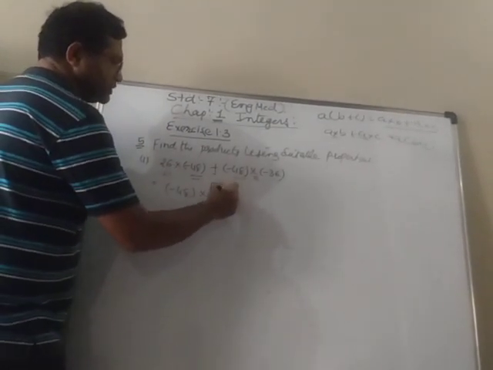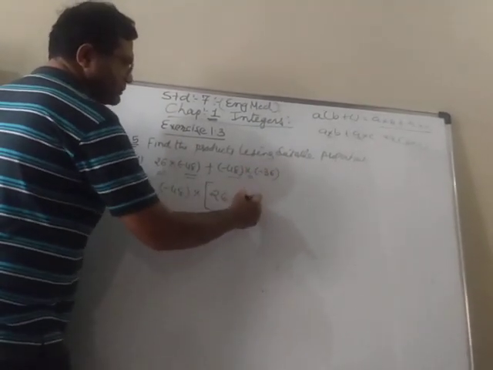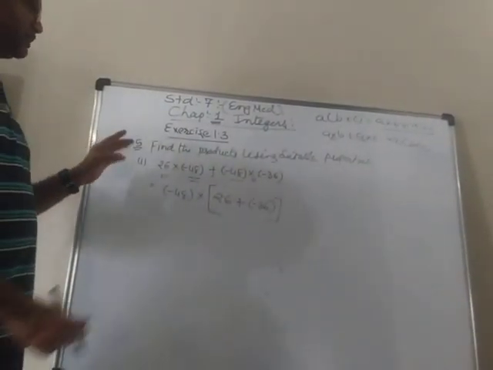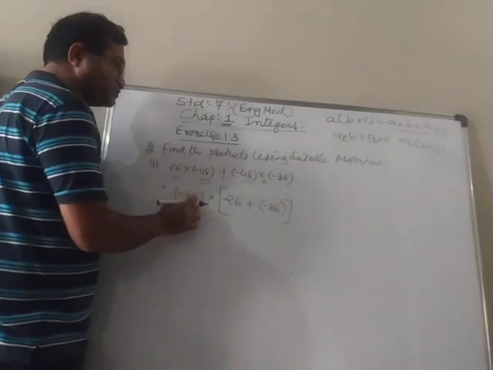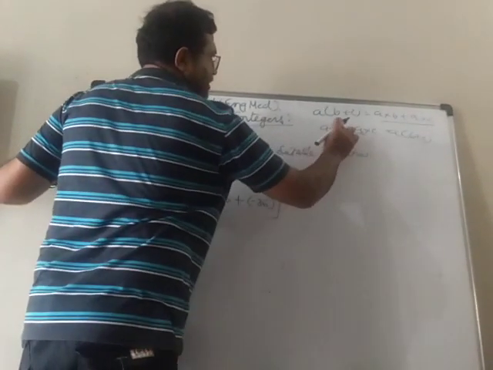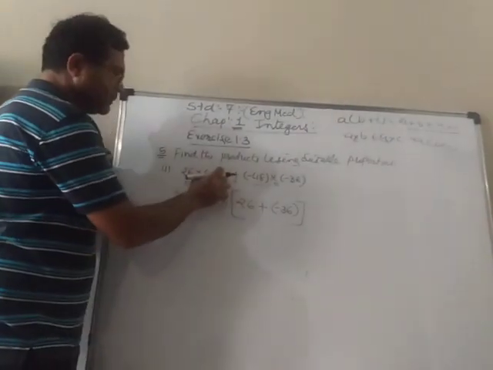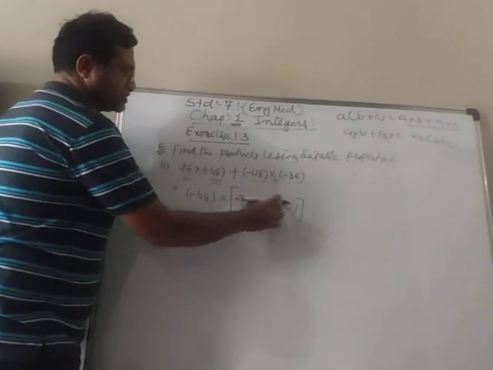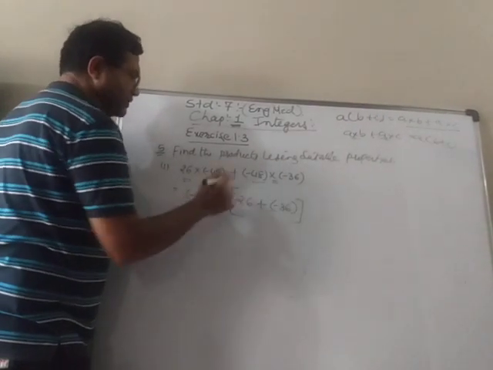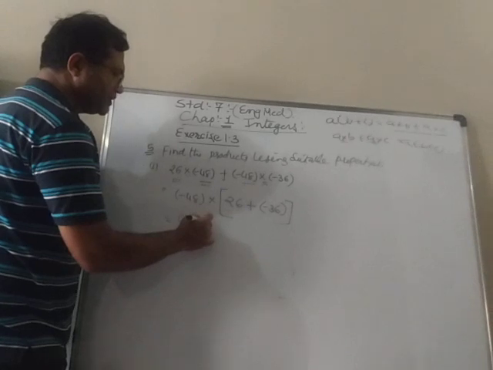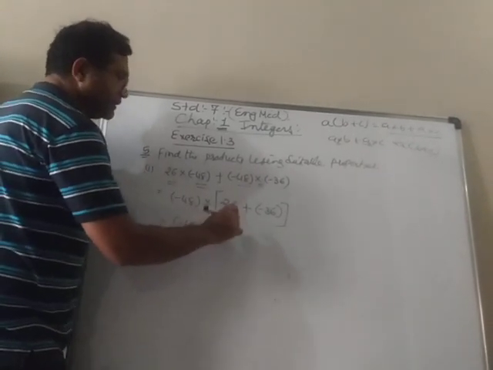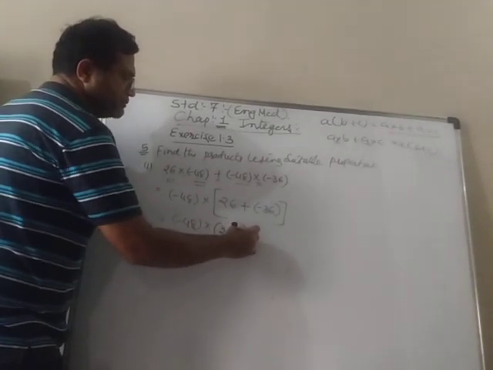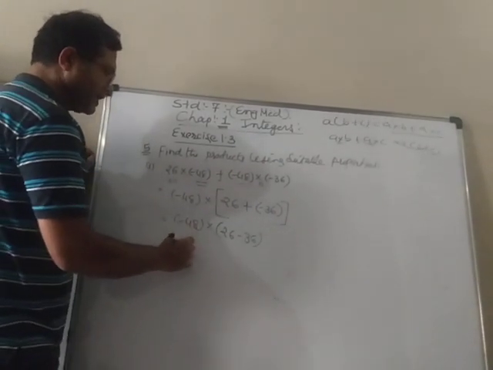What is remaining here? 26 plus what is remaining here is minus 36. So whatever is common, minus 48, we have to write down outside as A is outside, and then B plus C. So here in place of B there is 26 and here minus 36. So 26 plus minus 36 is equal to minus 48 multiplied by... now here plus minus will be minus. So 26 minus 36. Be careful.